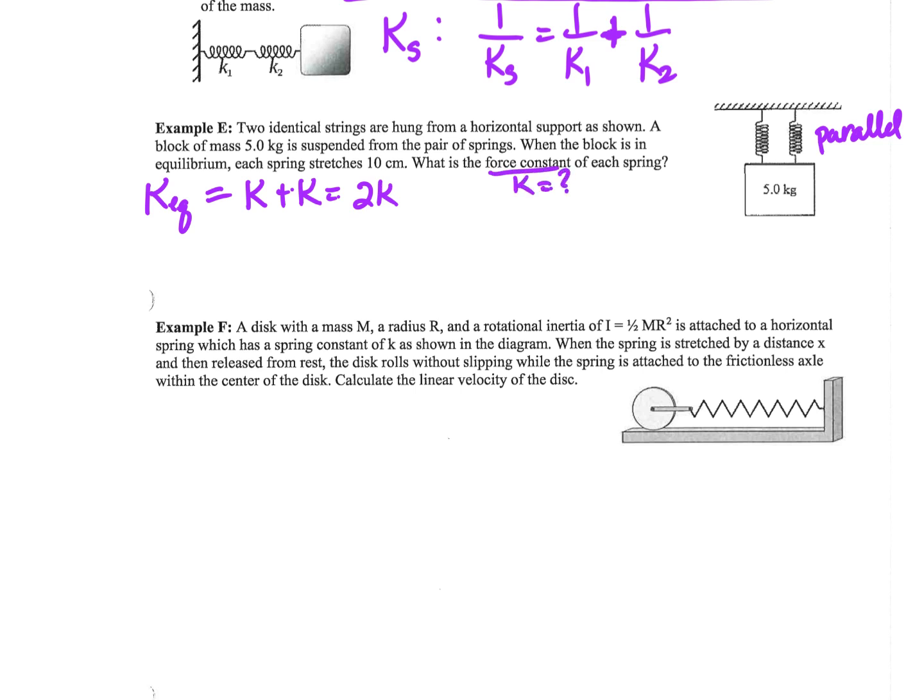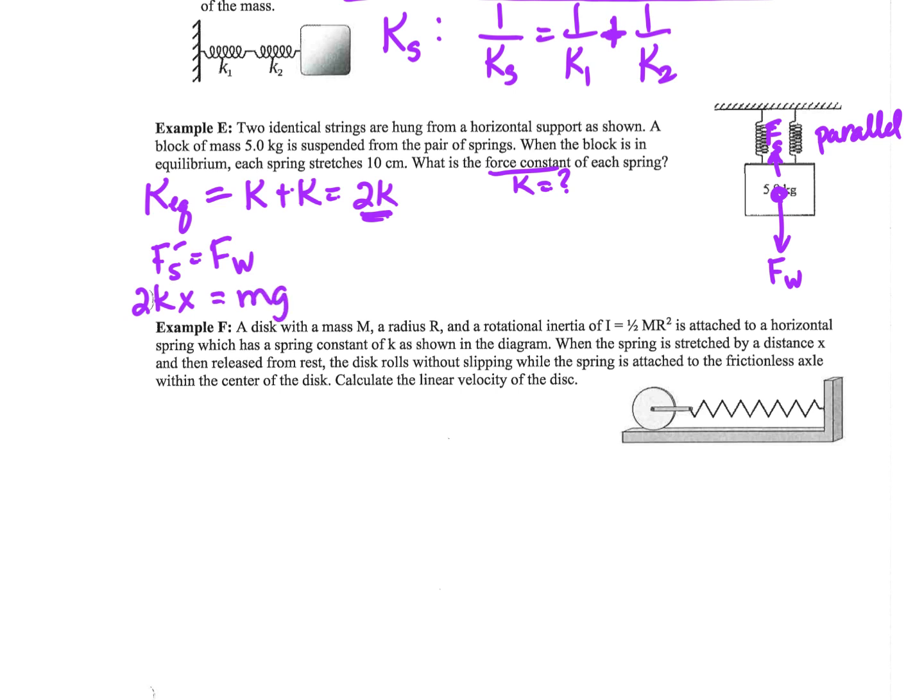So we're looking for K of each spring. So let's do a little free body diagram here. We have FW down, and we have the force of the spring going up, don't we? So the force of the spring is equal to the force weight. Well, what is the force of the spring? Force of the spring is going to be Kx, but in this case it's going to be 2Kx, because remember this has both springs in it, okay? And that's equal to mg.